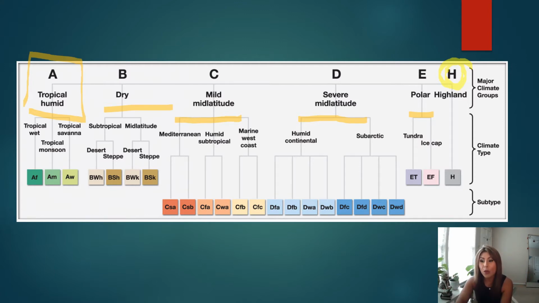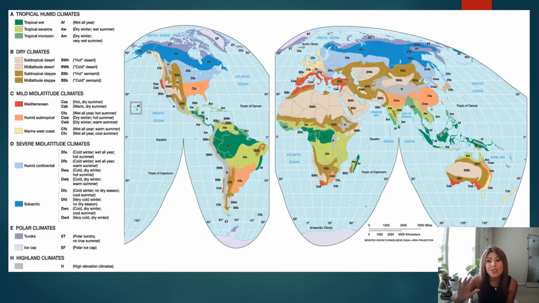But let's keep going. I'm going to show you the map. So this is the map of how our climate zones look across the globe, right? So right in the tropics, right around here, you're going to have your tropical humid climates. Why are they tropical humid?